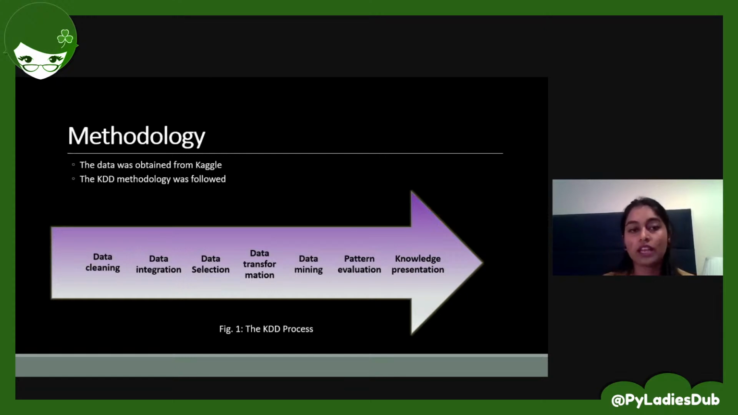There are basically two types of methodology, CRISP-DM and KDD. CRISP-DM methodology is basically used for business purposes, and KDD methodology is basically used for knowledge presentation. So the KDD methodology has the following steps. It involves data cleaning, data integration, data selection, data transformation, data mining, evaluation, and knowledge presentation. I will take you through each step. First, I will start with data cleaning.